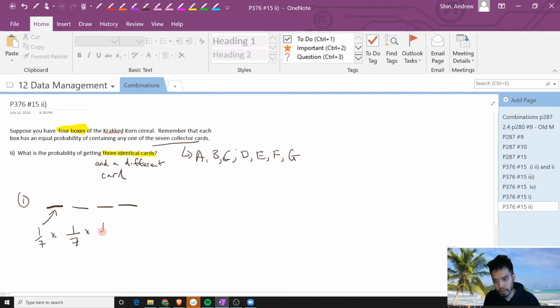And getting the same card here for the next slot. And for the next box of cereal, 1 over 7. And the next box of cereal, 1 out of 7. Oh no, not 1 out of 7, sorry. We have to get a different card for the last one. So that's going to be 6 out of 7.